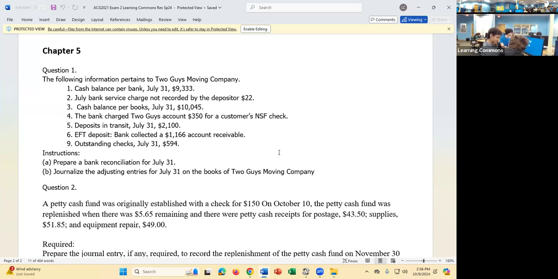It's kind of like this. So this is stuff that's happening in our bank account. So this one would actually go here. So that's what that is. And then you have a bank charge expense, something like that.